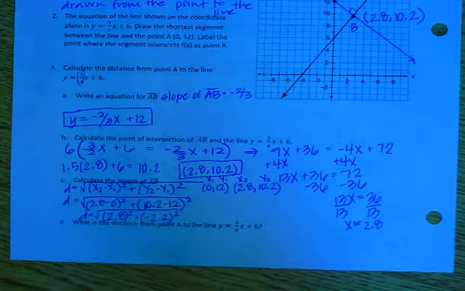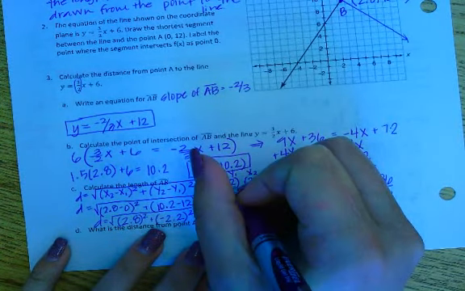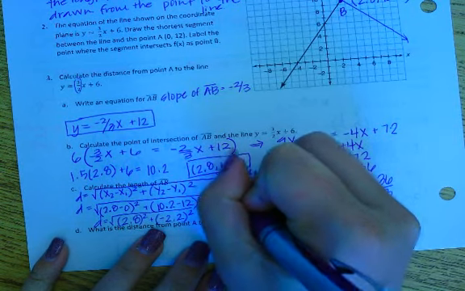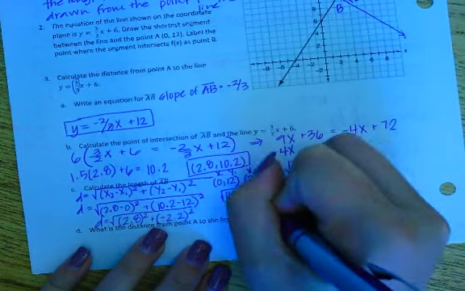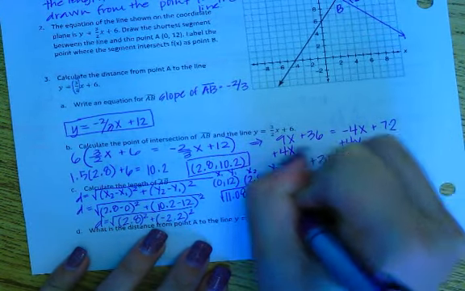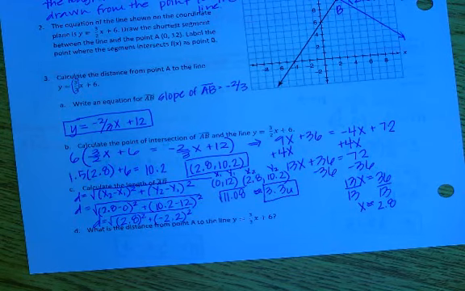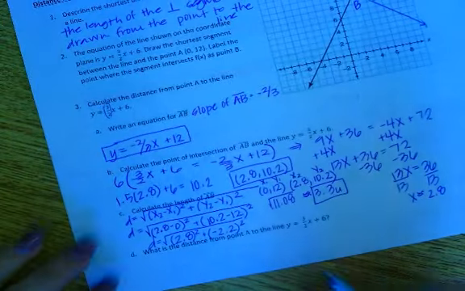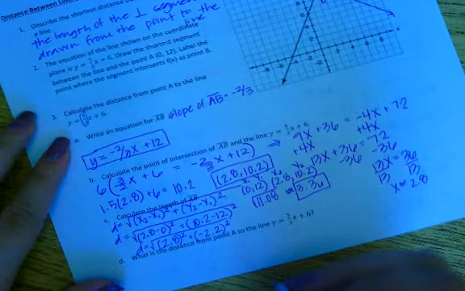Okay, what did you get for a distance? 3.3, very good. So this should have been 11.08 in your radical, and that is about 3.3 units. Okay, and so you would just write that in words. What is the distance from point A to the line? It is approximately 3.3 units.